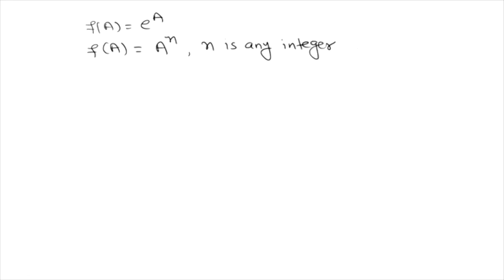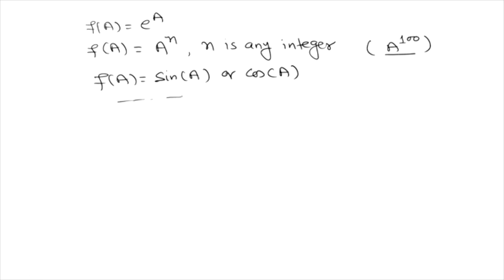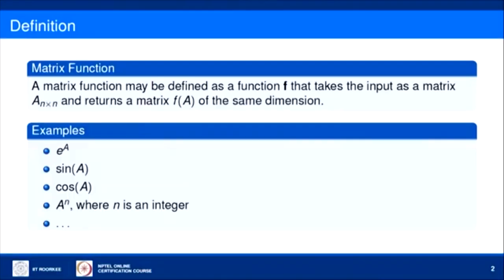For example, if someone asks you to calculate A raised to power 100, which is not easy because you have to multiply the matrix A 100 times. Another example may be the trigonometric functions of A, for example, sin of A or cos of A, or hyperbolic functions and many more. That is the polynomials of A. These are the examples of matrix functions.